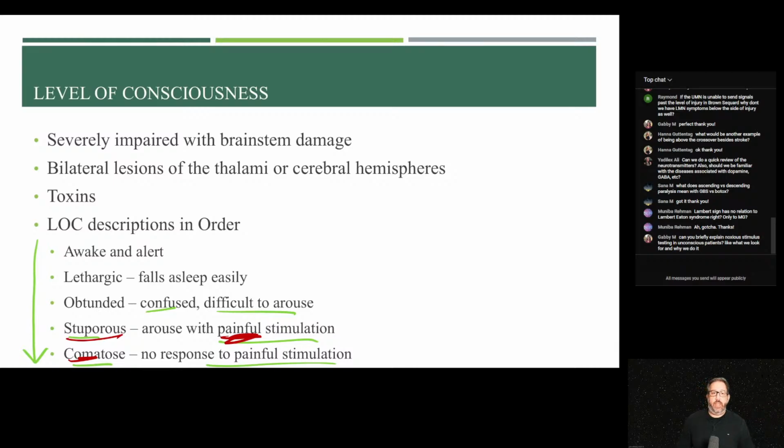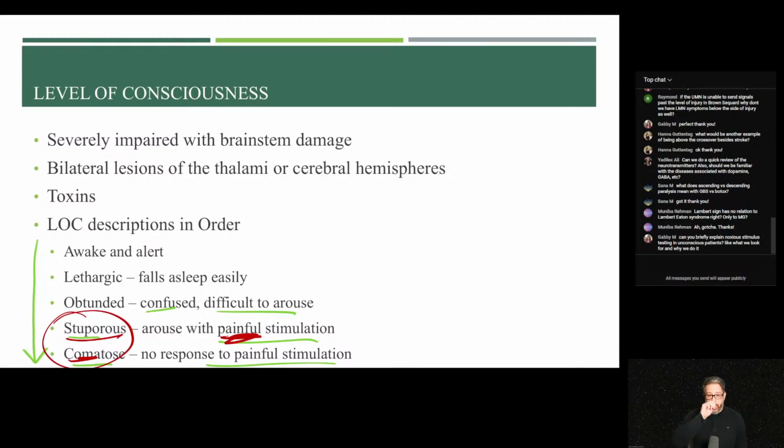If you come in to see a patient and they are sleeping, let's say, you shake them, they wake up, they're just lethargic and they fall back asleep. Obtunded, they're going to be a little bit confused. Where am I? What am I doing here? Difficult to arouse. But when you get to the last two, you have to differentiate what their brain activity is like. So by doing these painful stimuli, you want to see, do they wake up or not? If they don't, they're in a coma. If they do arouse with painful stimuli, then it's considered stuporous.